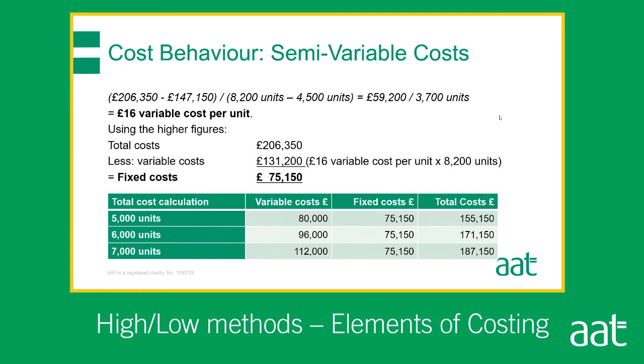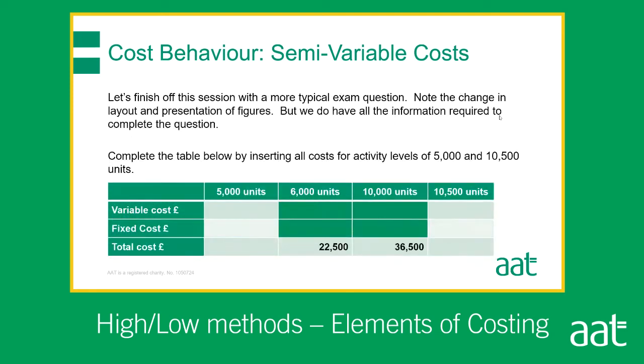Okay, so one more question then. I've changed it slightly into exam format, so this is more of a typical exam style question. Mostly because I wanted you to note the change in layout and presentation of the figures. But we do have all the information required to complete this question. So literally, as it says there, complete the table below by inserting all costs for activity levels of 5,000 and 10,500 units.